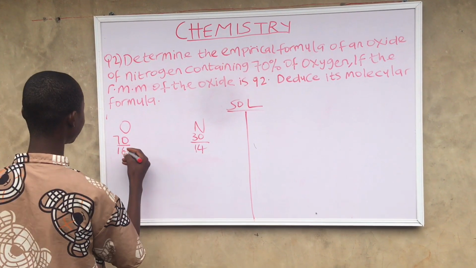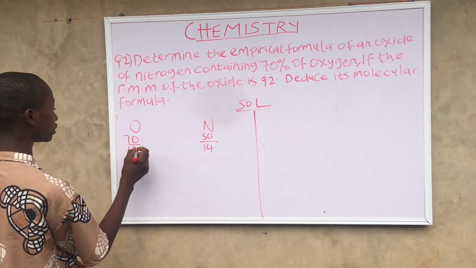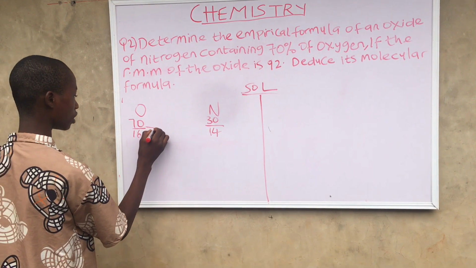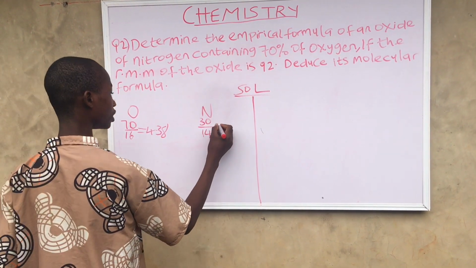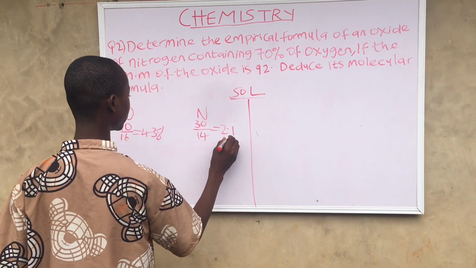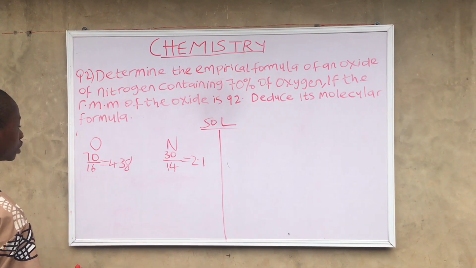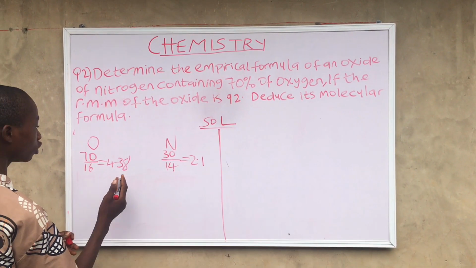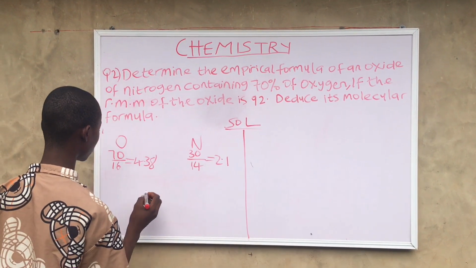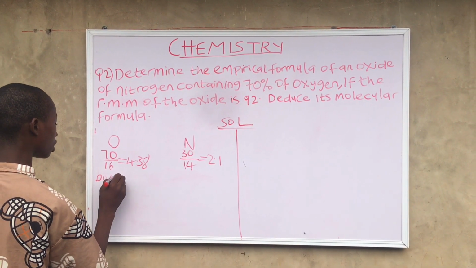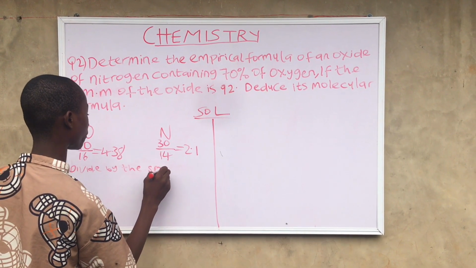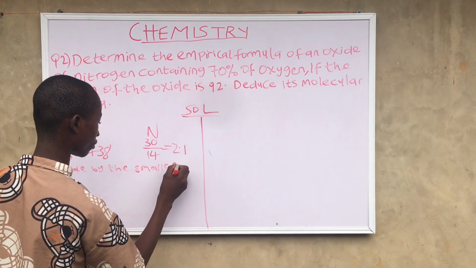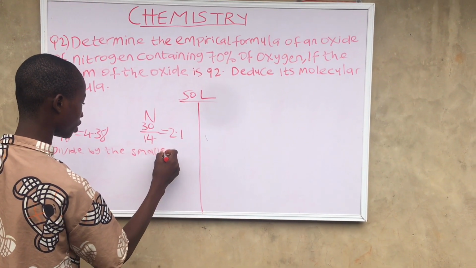So we are going to divide 70 by 16. Here we have 4.38 approximated. And for nitrogen, 30 divided by 14, here we have 2.1. Then we are going to divide by the smallest.